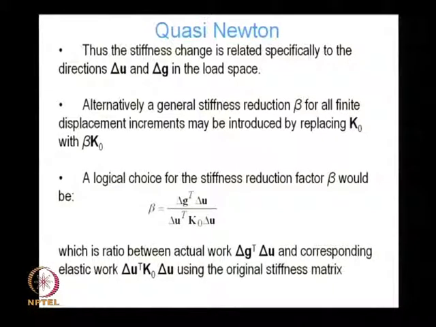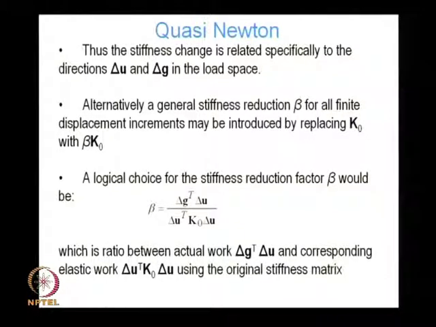Thus, the stiffness change is related specifically to the directions delta U and delta G in the load space. Instead of using the BFGS update, there is another way of updating it. Basically, instead of only changing the stiffness in the direction delta U, we change the stiffness in all directions.